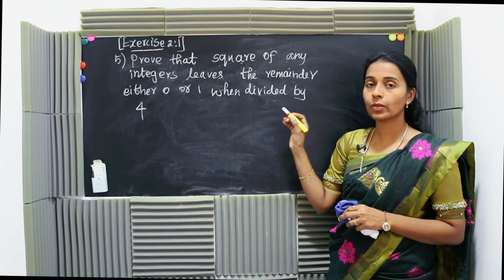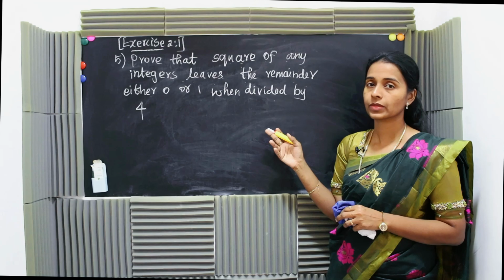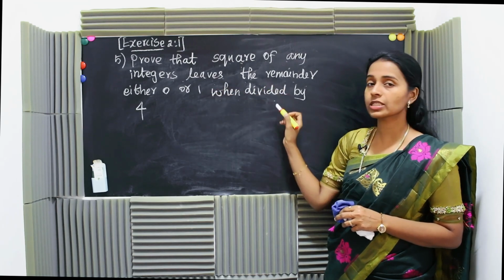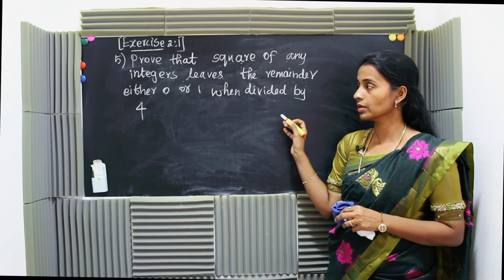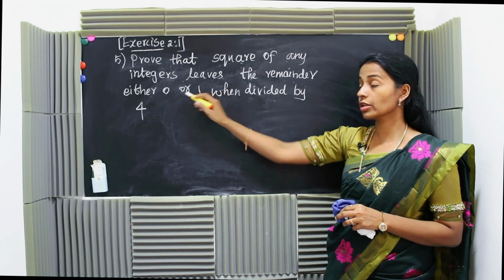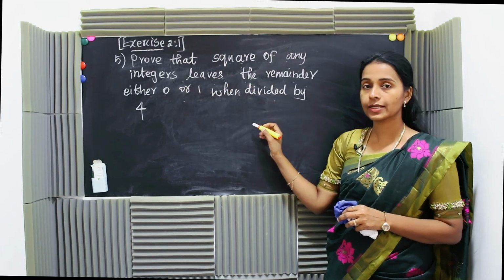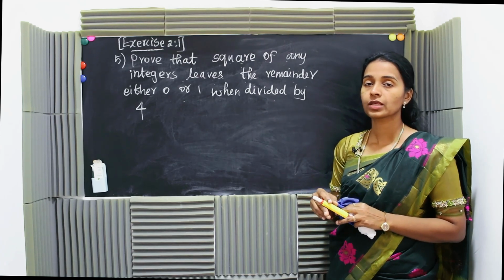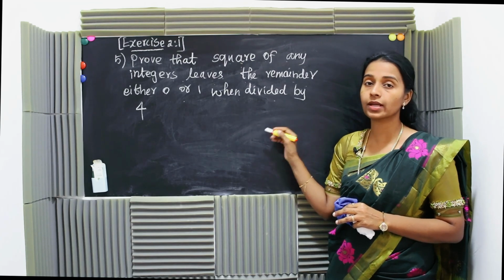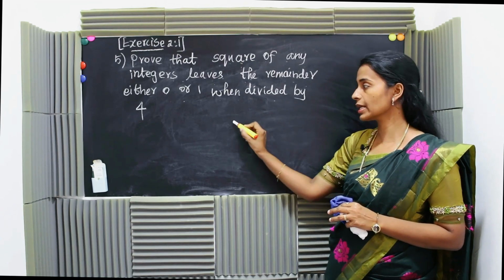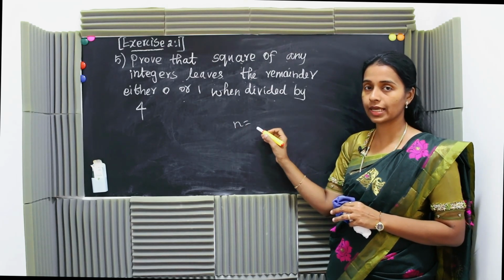First we need to take a common letter for representing any number. Then we need to check whether it is divisible by 4 or not, and the remainder would be either 0 or 1. For that, we are going to take a specific common letter for representing any number. Here I am taking n. You can take any letter. Here I am taking n.